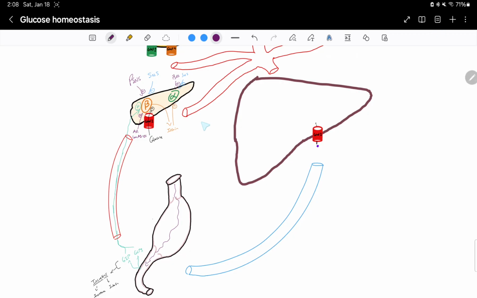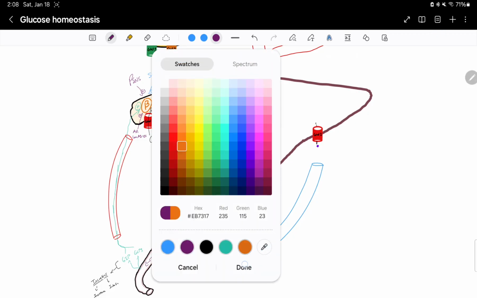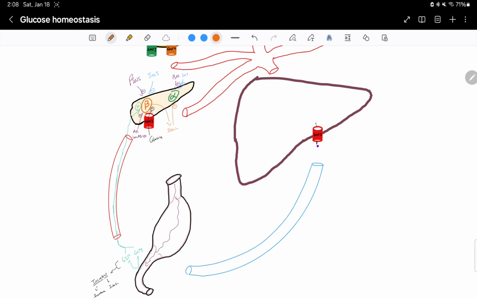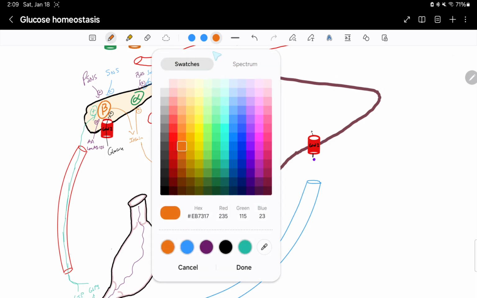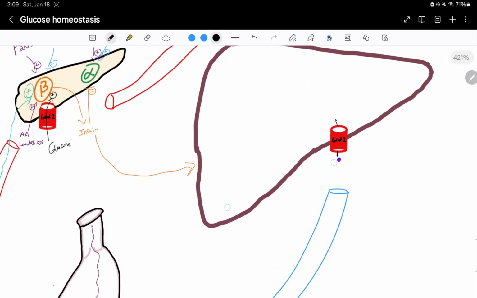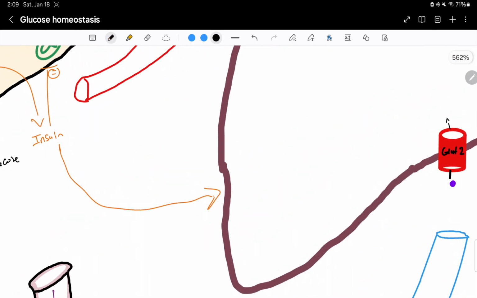Now, the whole point here is we released insulin. What is insulin going to do? The first organ to see insulin, just like glucagon, is the liver. The liver sees insulin first. So insulin goes into the liver, and it's going to do a bunch of things, and believe me, we're going to follow that. But I have to mention a concept here.